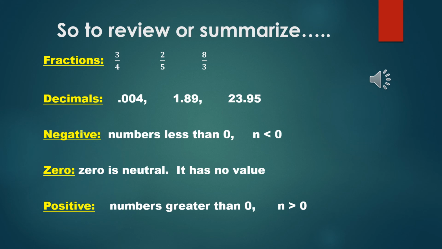Remember, we're talking about the real number system in this PowerPoint. So to review or summarize the kinds of numbers that you will be sorting, and there's that vocabulary word again, the numbers are fractions, decimals, negative numbers, 0, and positive numbers. These are the numbers that you are going to be sorting or putting into categories in the real number system.